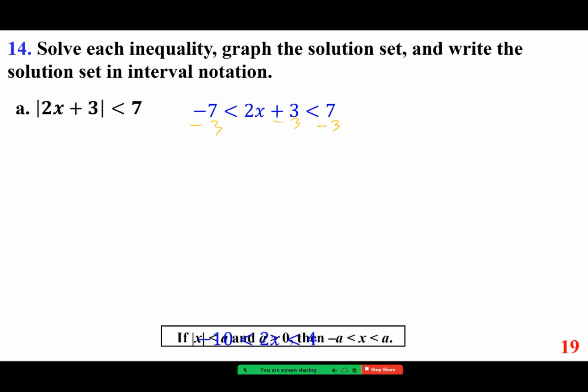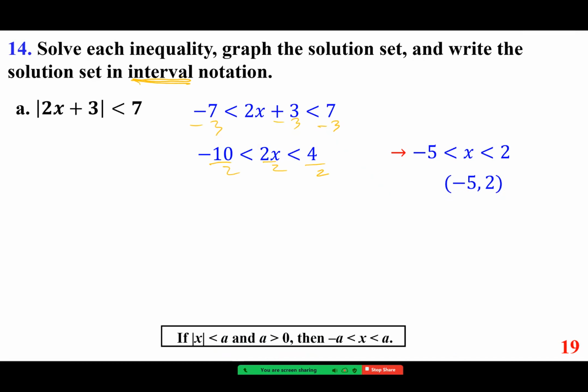Divide by 2 every side. This is the inequality, and you're done. But if we want to write the interval format, this is how we write it. Interval format. Now we want to graph it on a number line.